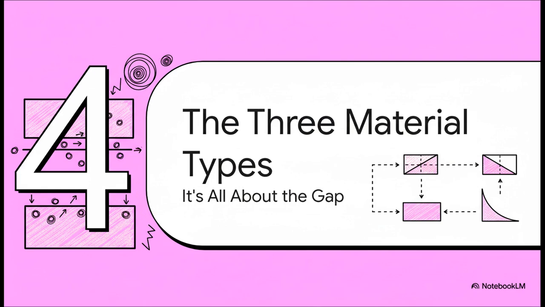And this brings us to the big payoff. The entire electrical identity of any material in the universe, whether it conducts, whether it insulates, or something in between, it's all determined by the space between these two bands. It is all about the gap.